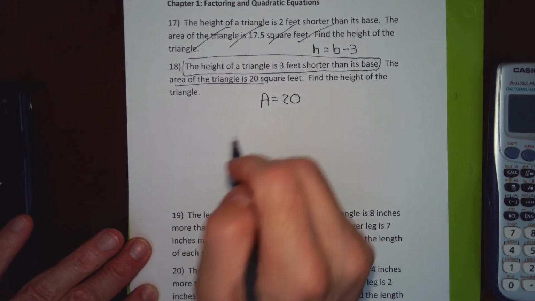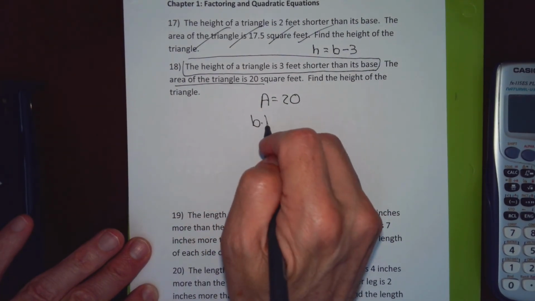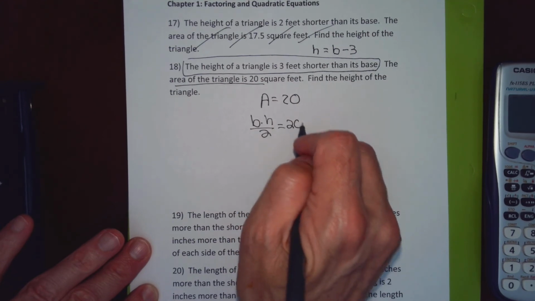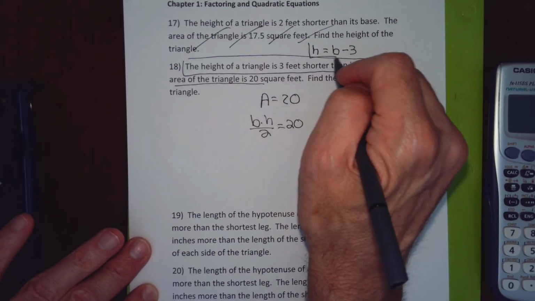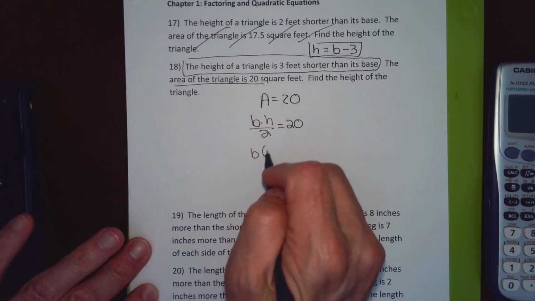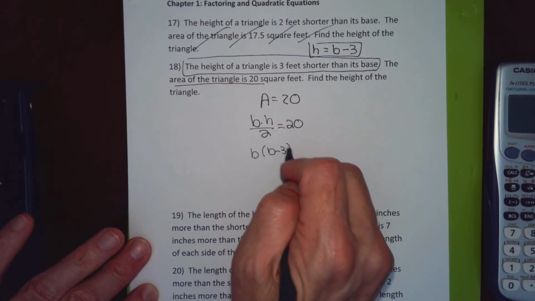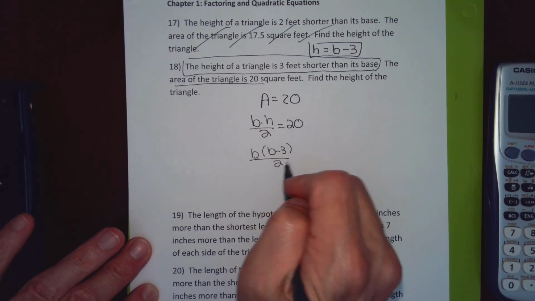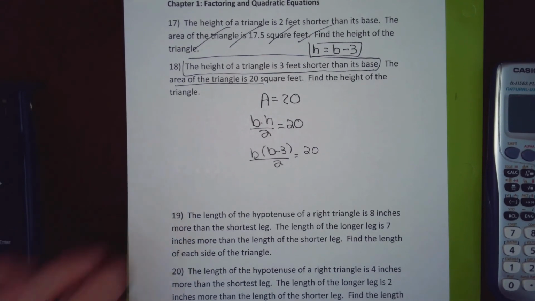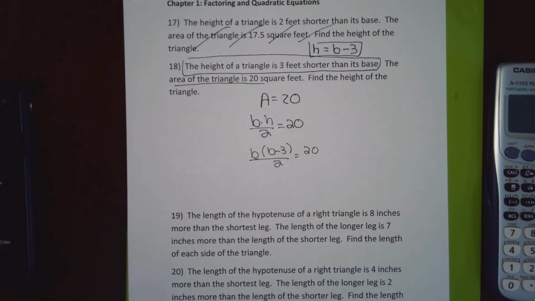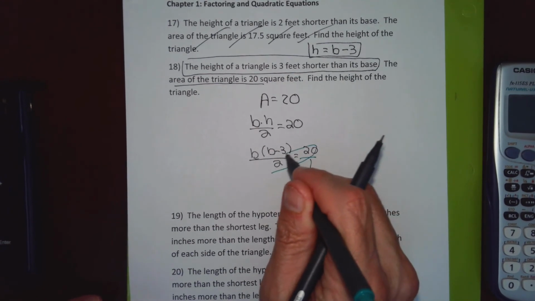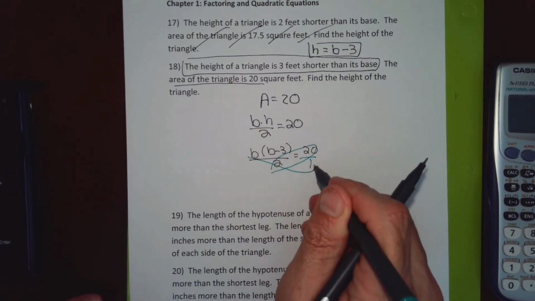But area is base times height over 2. So the base times height over 2 is 20 square feet. But the height is base minus 3. So the base times the base minus 3, over 2, equals 20. I'm going to get rid of the fractions by cross multiplying. I'm going to write the 20 as a fraction, and cross multiply to clear my fractions.